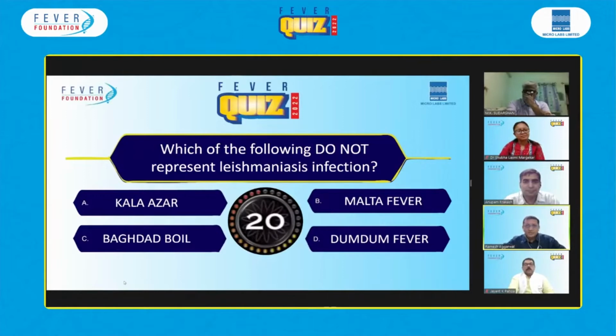So the question is, which of the following do not represent leishmaniasis infection? Your choices are choice A, Kala Azar, choice B, Malta fever, choice C, Baghdad boil, and choice D is dum-dum fever. And your time starts now.